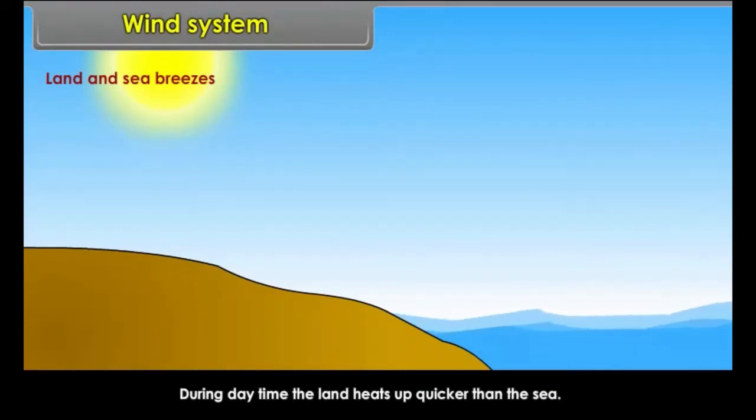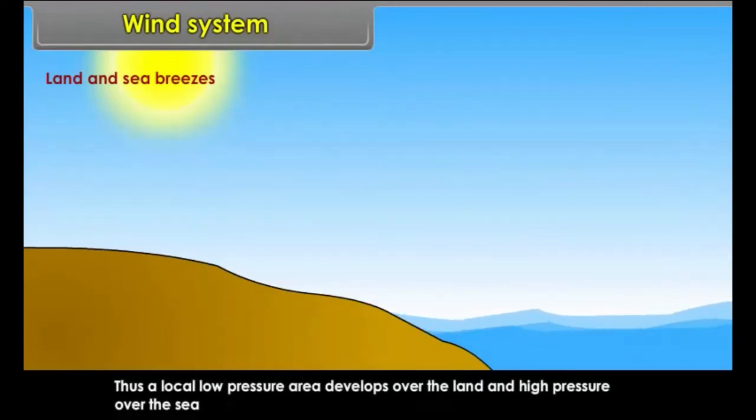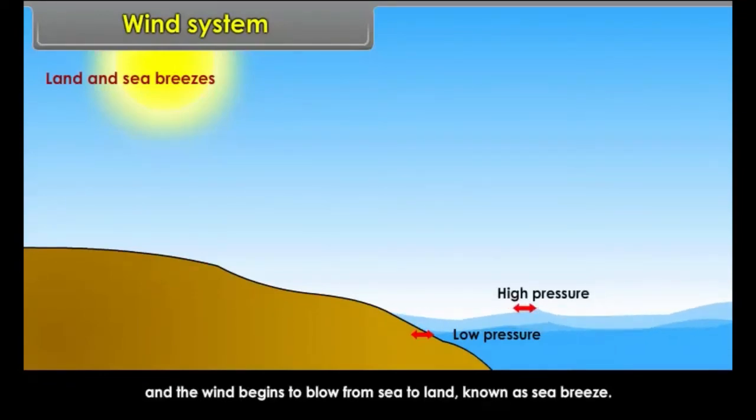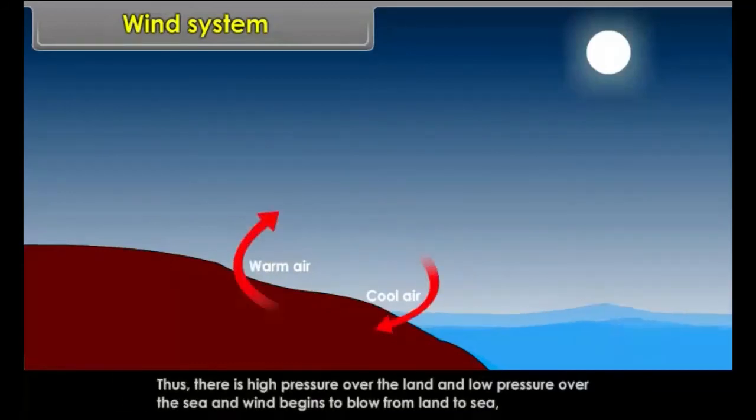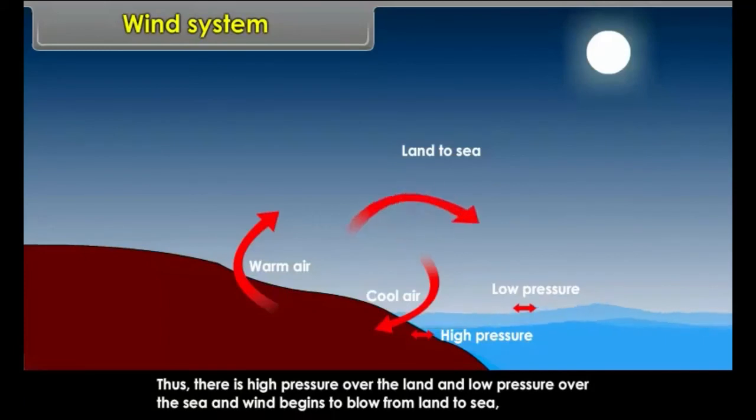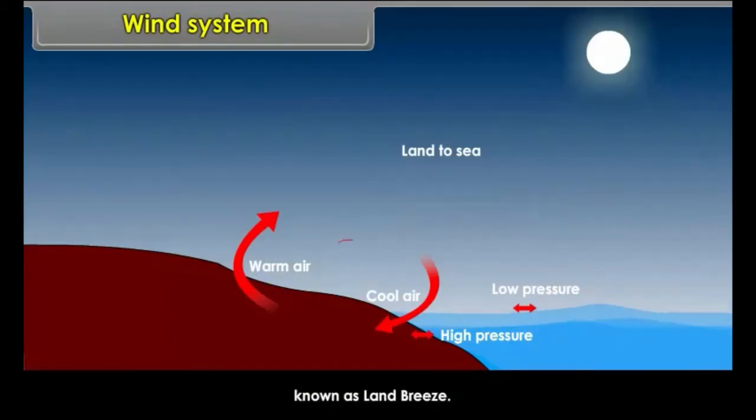During daytime, the land heats up quicker than the sea. Thus, a local low pressure area develops over the land and high pressure over the sea, and the wind begins to blow from sea to land, known as sea breeze. During night, the land releases the heat quickly and becomes the area of low pressure, while the seawater releases heat very slowly. Thus, there is high pressure over the land and low pressure over the sea, and wind begins to blow from land to sea, known as land breeze.